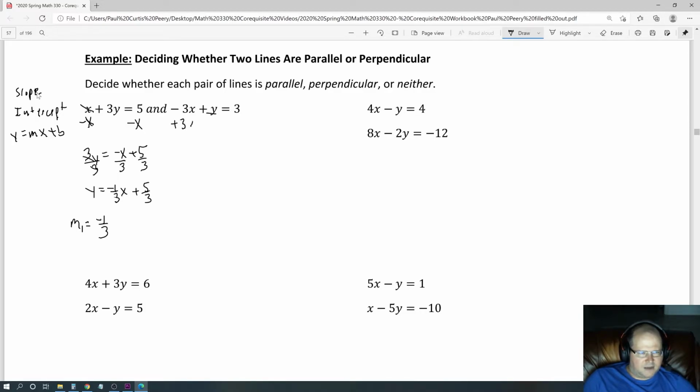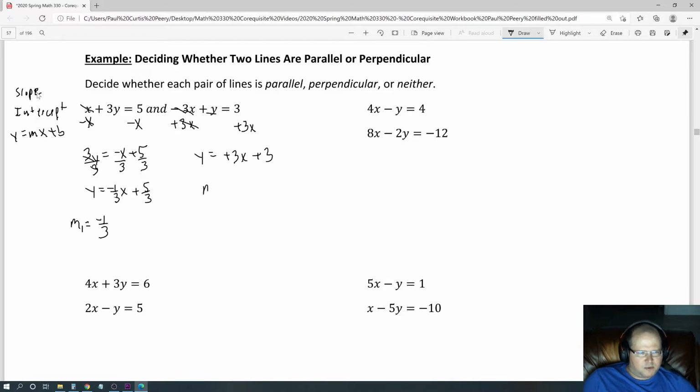So we do that by adding 3x, and whatever we do to one side, we do to the other. Those cancel out, leaving me y is equal to plus 3x plus 3. All right, so we got rid of the negative 3x by adding 3x. Whatever we do to one side, we do to the other.